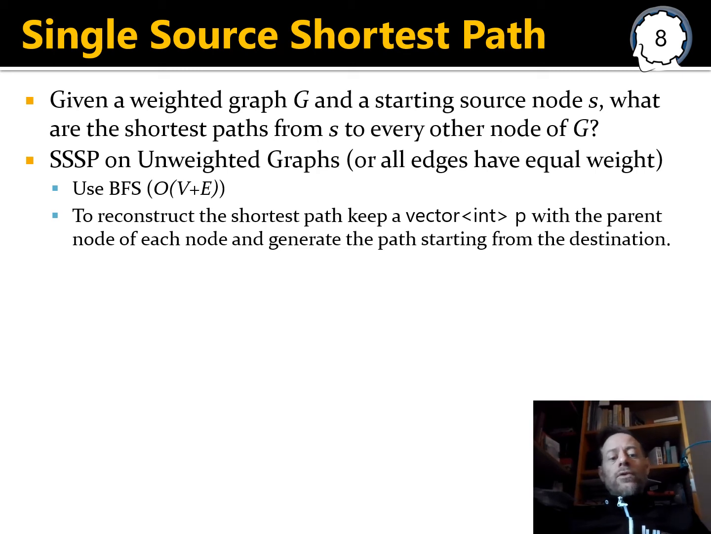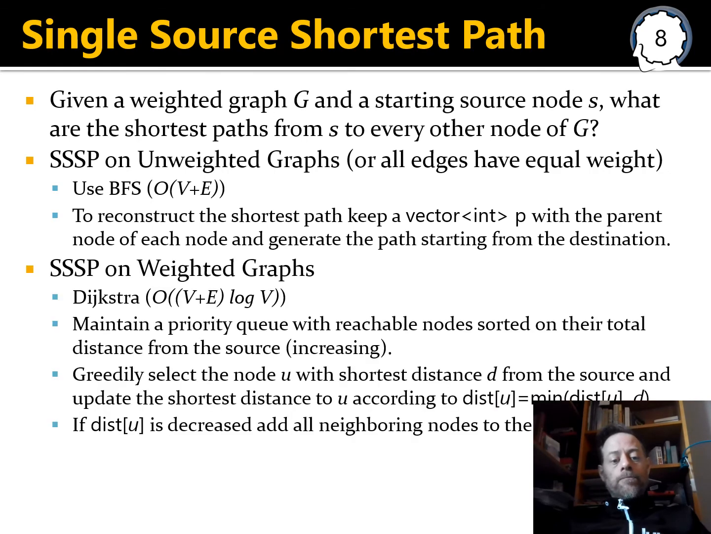And if we want to actually recreate the particular shortest path, then we can keep a vector where it's basically the parent of every node. So it becomes a linked list that we can follow backwards to find the starting node from whatever ending node we're in.